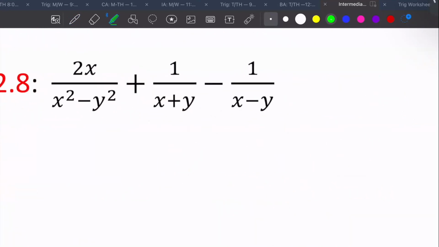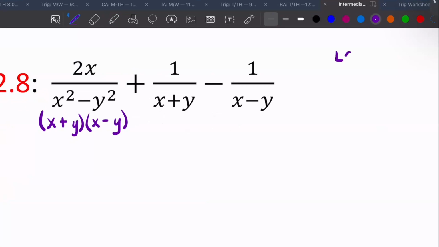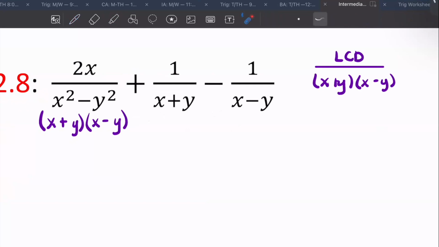One more. This one has 3 fractions, okay? But let's look what happens. We can factor this guy. It's the difference of two squares. Okay. We still need everything accounted for. In our first fraction, we have x plus y, x minus y. And then we have x plus y, we already have it. X minus y, we already have it. So your least common denominator is x plus y, x minus y.